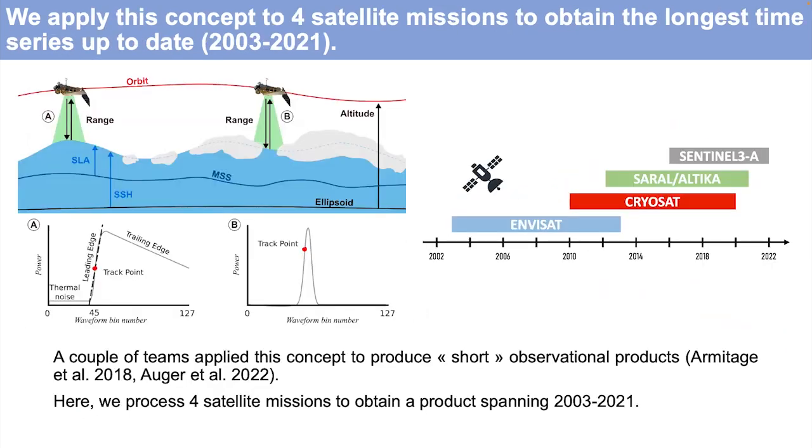So building on that, we reprocessed four satellite missions, treating their lead data, and we now produce a sea level anomaly product that spans from 2003 to 2021. I'm not the first one to do that. Some other teams did so previously, but with shorter time series, shorter products. And here we have the longest time series available as of now, spanning from 2003 to 2021.